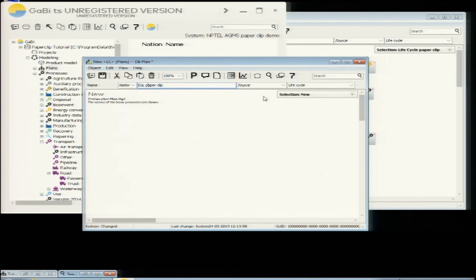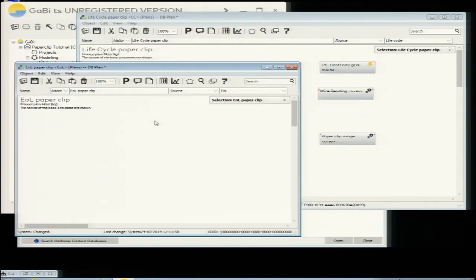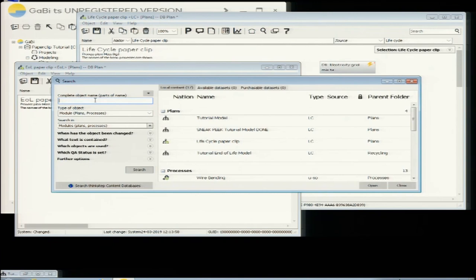Right, this is a new plan, and this is an end of life plan. It is a choice only, we can even pick end of life or life cycle in it. So, I have picked end of life here. The input to this would be the steel billet process.